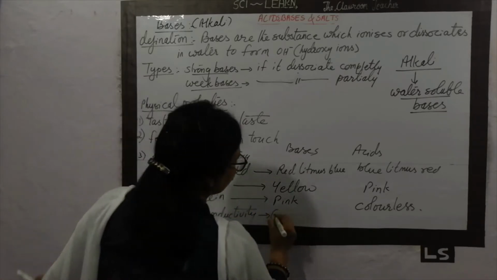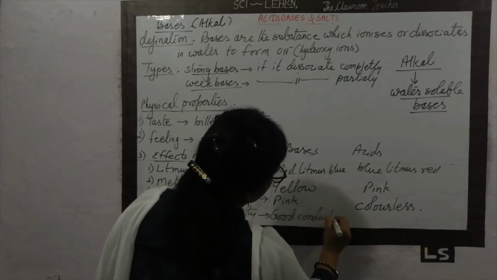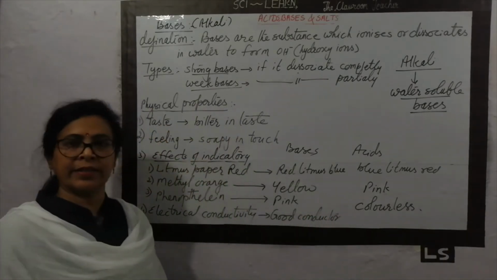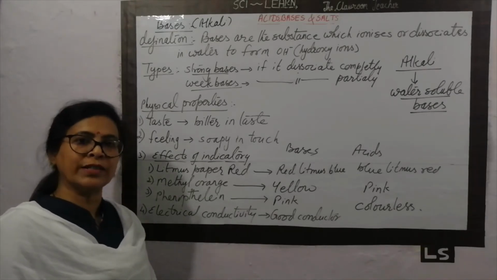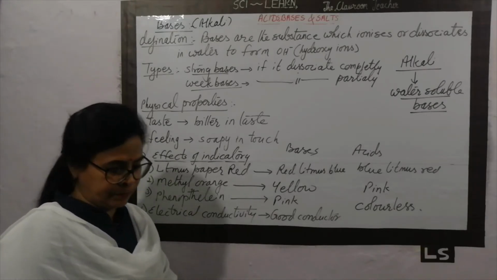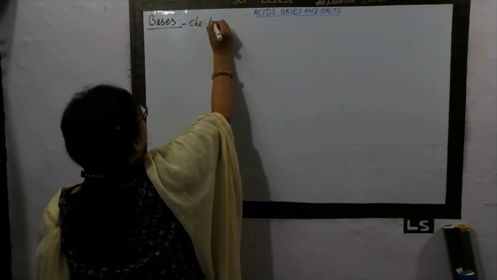Bases are also good conductors of electricity. The strong bases are good conductors of electricity. All these are the physical properties of bases. Now let's move towards the chemical properties. Now chemical properties of bases.